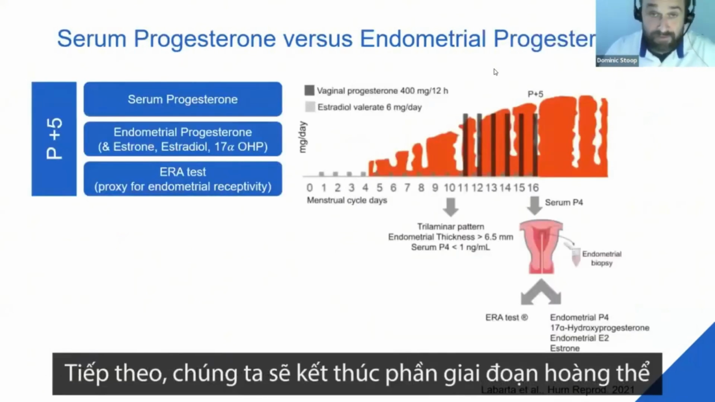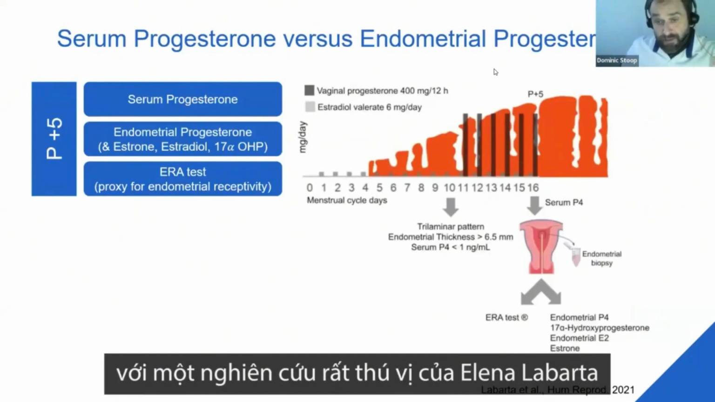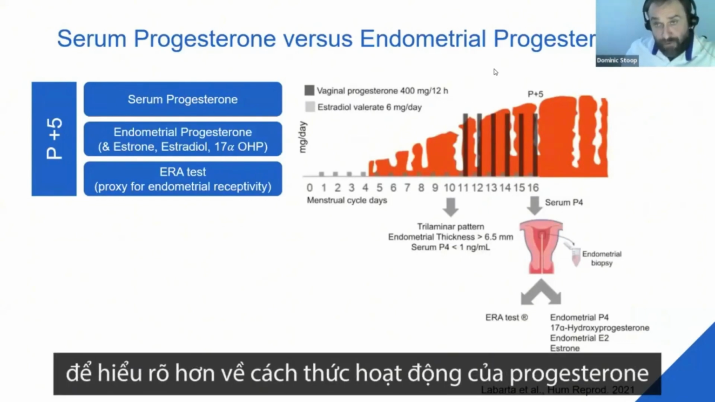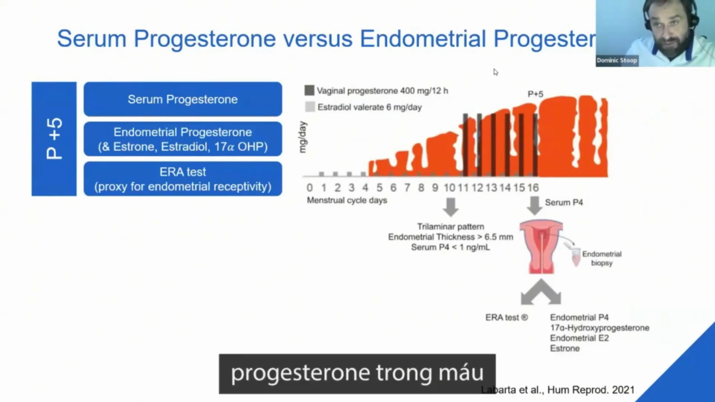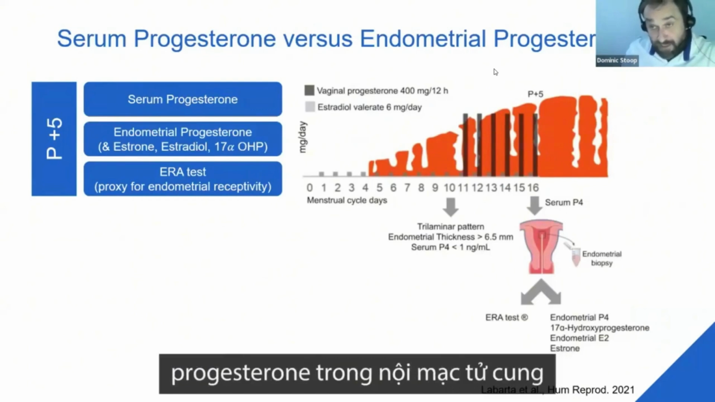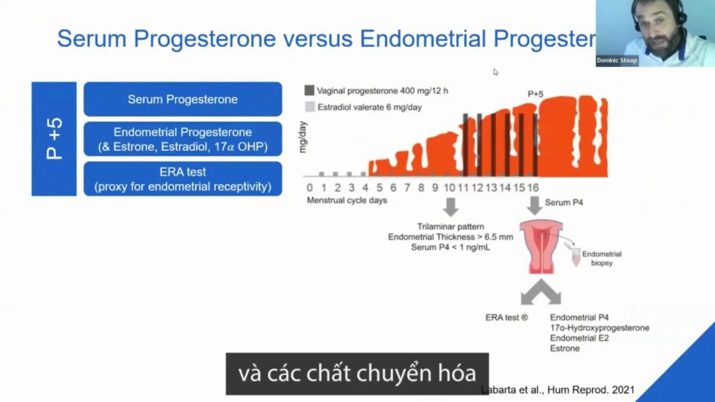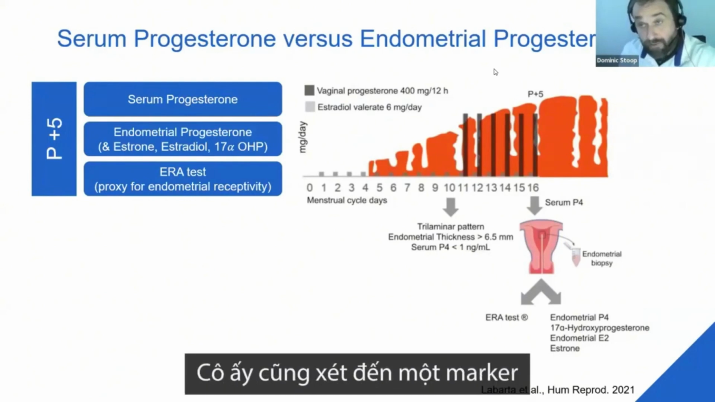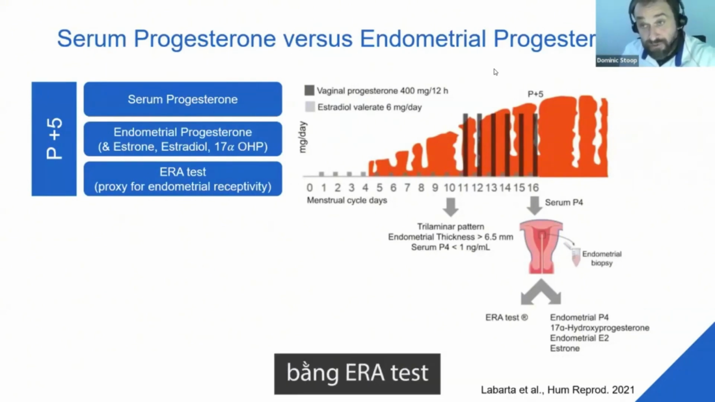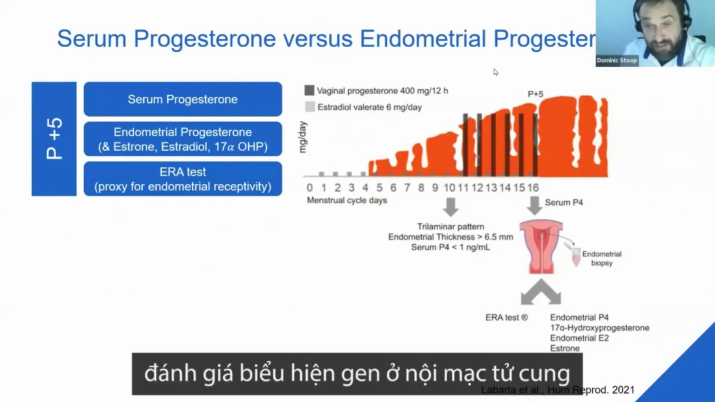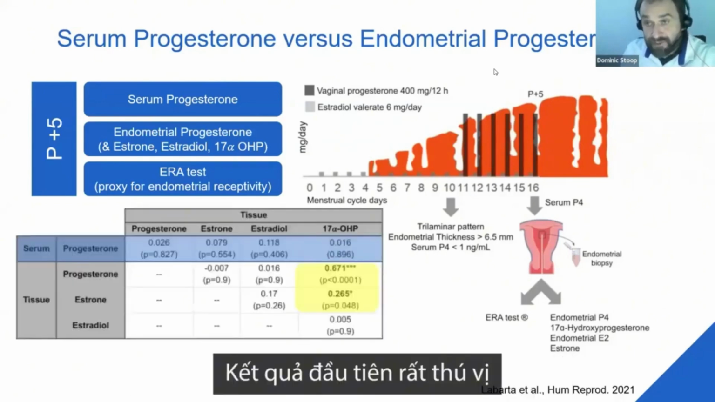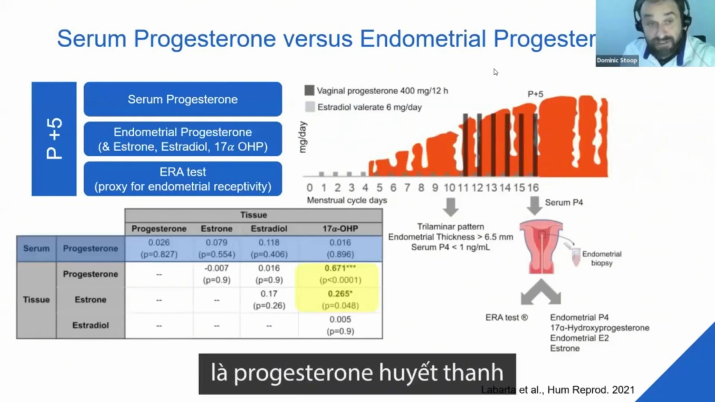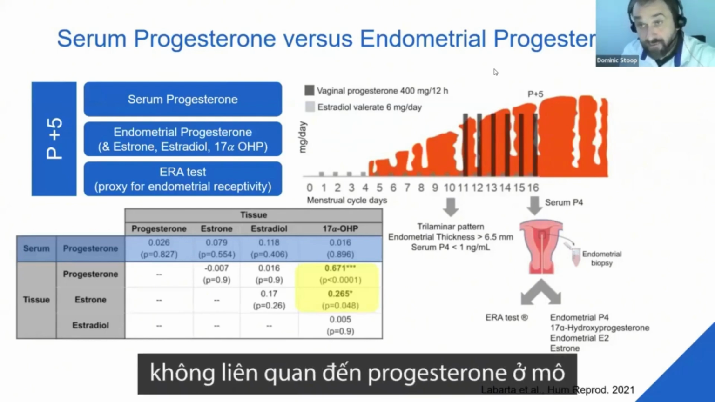Now, almost coming to the end of this part about the luteal phase, this is a very interesting study by Elena Labarthe, also to have a better idea of how progesterone works. She was looking at the 3 pillars of progesterone. She looked at progesterone in the blood, progesterone in the endometrium and metabolites as well, and she looked at a marker for endometrial receptivity, for which she used the ERA test, so gene expression in the endometrium, and looked at how they related. The first thing that was interesting, but was already known from previous studies, is that the serum progesterone does not relate to the tissue progesterone.